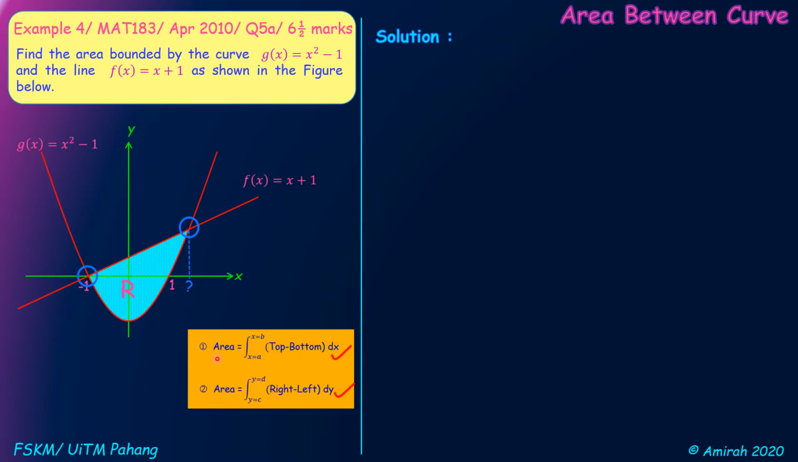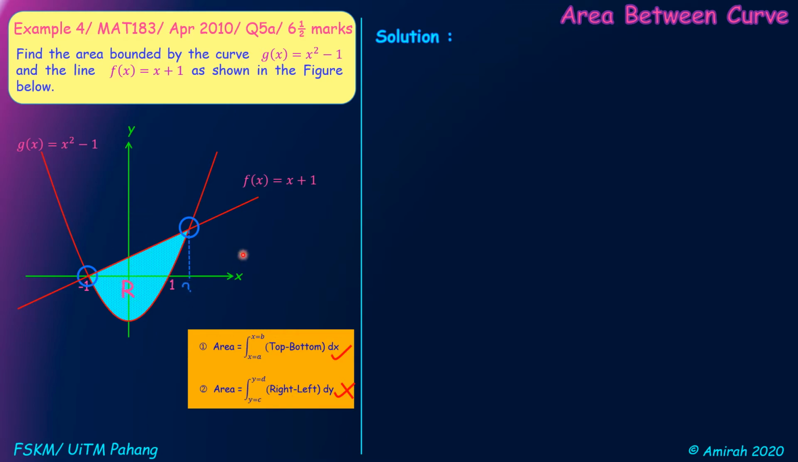Let's check when we use the formula integrating with respect to y. When we integrate with respect to y, we need to use limits on the y-axis. From here, we can see that if we draw a line from the intersection point to the y-axis, the line crosses the shaded region. That means it is not suitable to use the second formula. So in this case, we use the first formula to find the area of the shaded region.